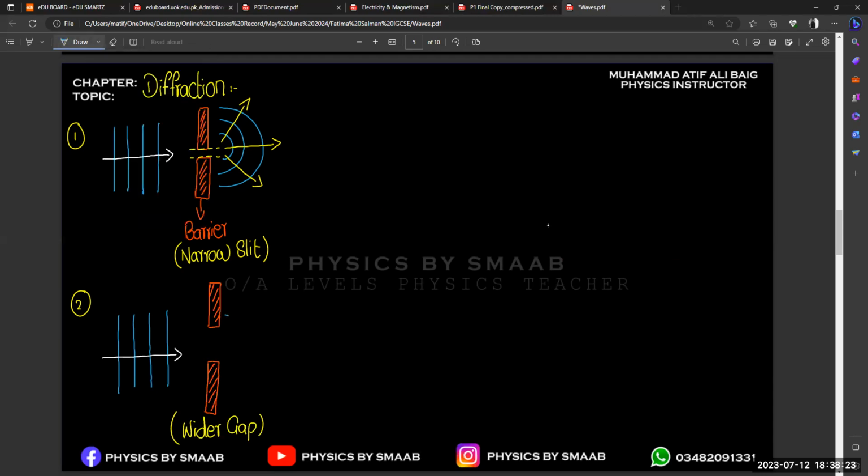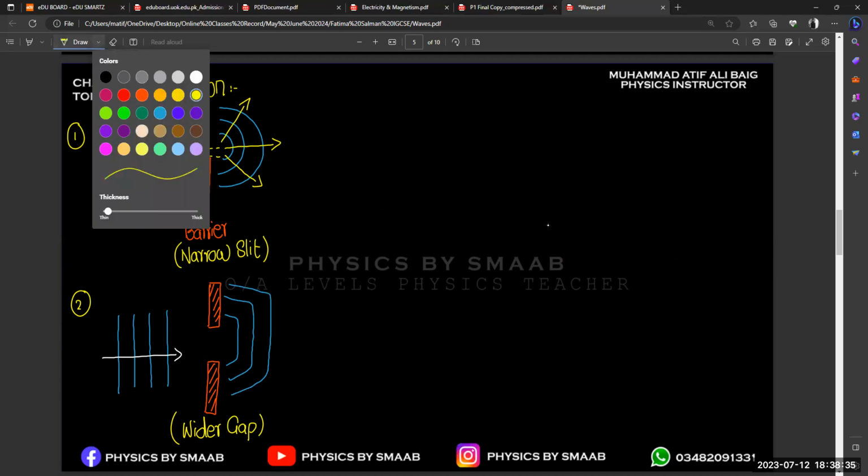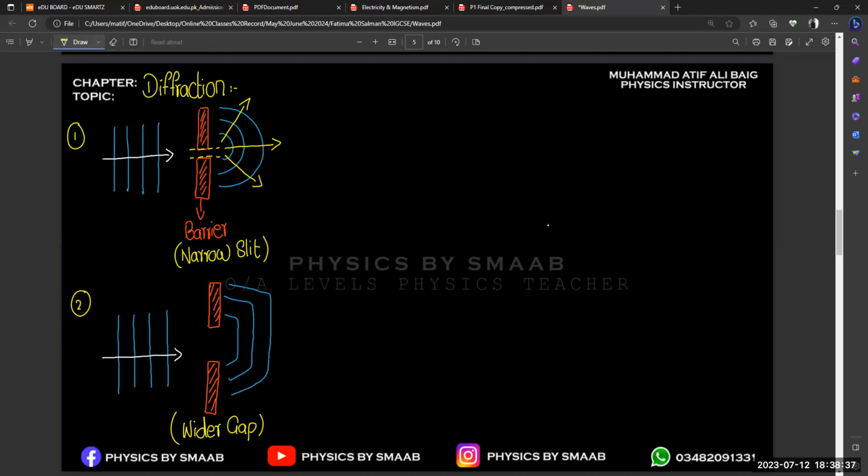So the pattern of the waves will be like a windscreen shape, like this, okay? Because the central part of the waves moves in a straight line. Only those waves that are reflected from the edges will move in this direction like this, and the others move in the same direction, okay?